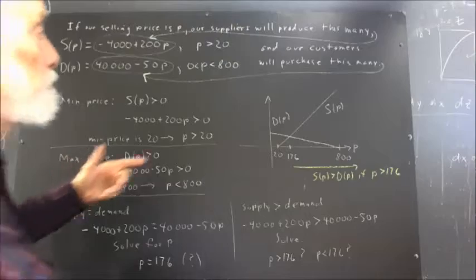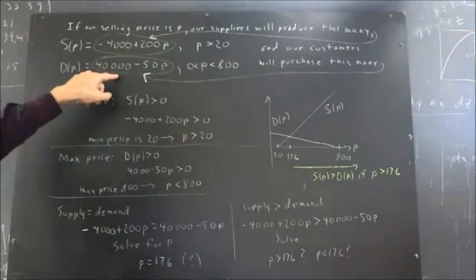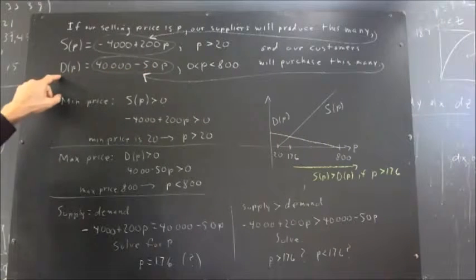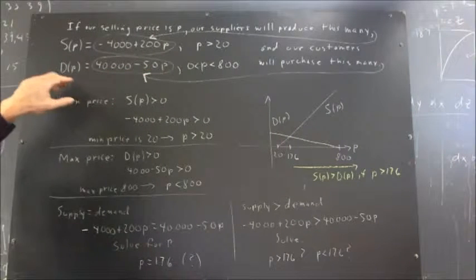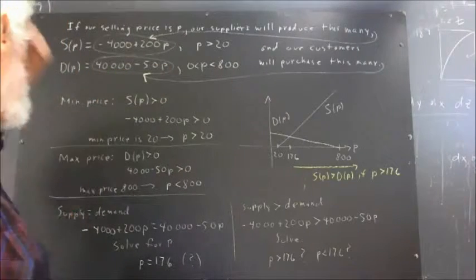And our customers will purchase this many. And this is called the demand function. Okay, customers demand this many if our price is P. Now, let's think about what this means.